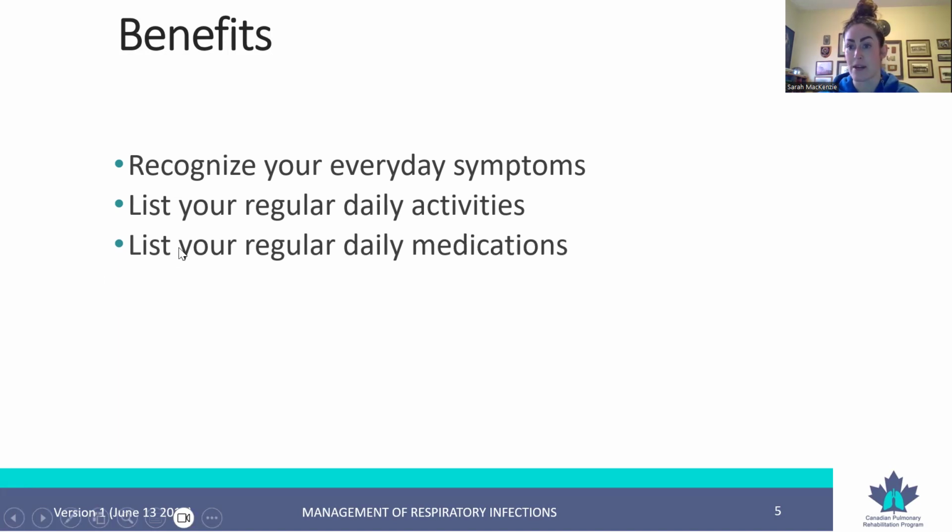List your regular daily medications. So regardless of if you're having a good day breathing-wise or a bad breathing day, you're still taking respiratory medications, this is respiratory specific, you're still taking medications on a regular basis, right?